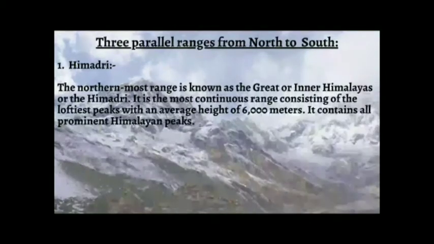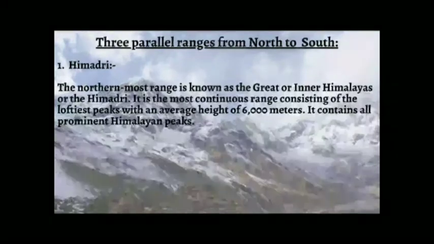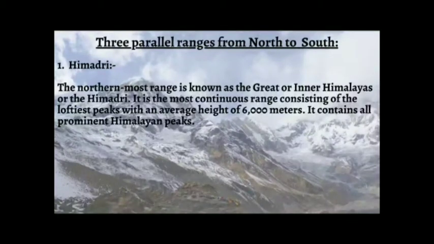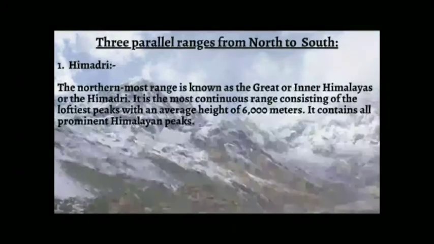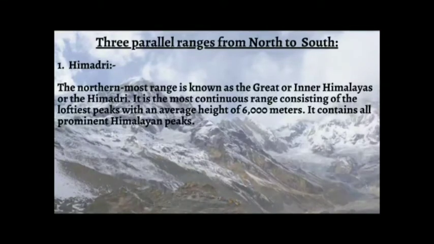They are the most continuous range, consisting of the loftiest peaks. Their average height is about 6000 meters. The loftiest peaks, meaning Kanchenjunga, Mount Everest, K2 peak, then Nanga Parbat, are all present in Himadri. So this is the highest part of the Himalaya. It contains all the prominent Himalayan peaks. So this was about the inner Himalaya, or the northernmost section.